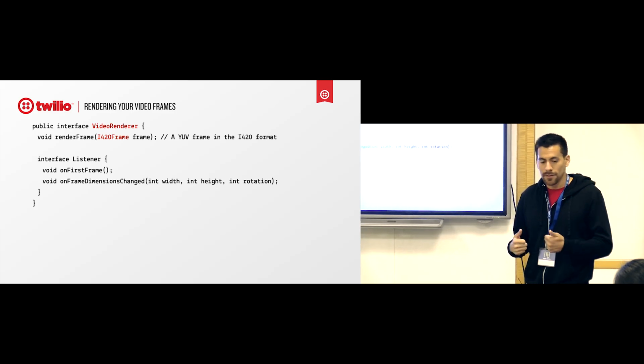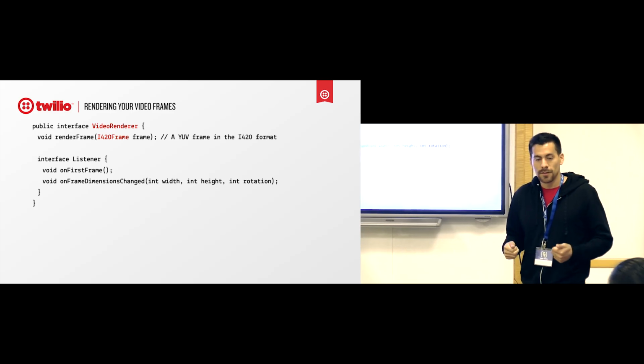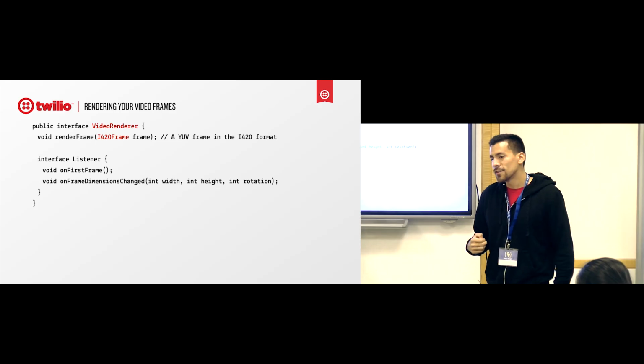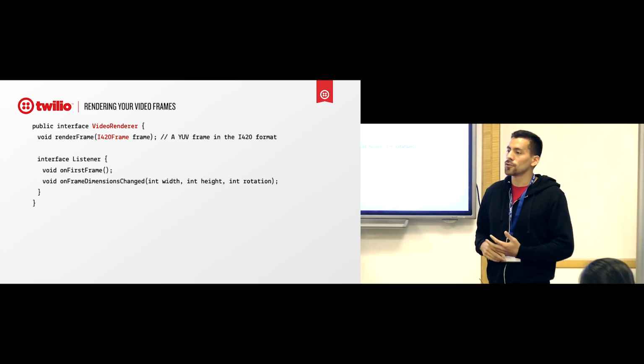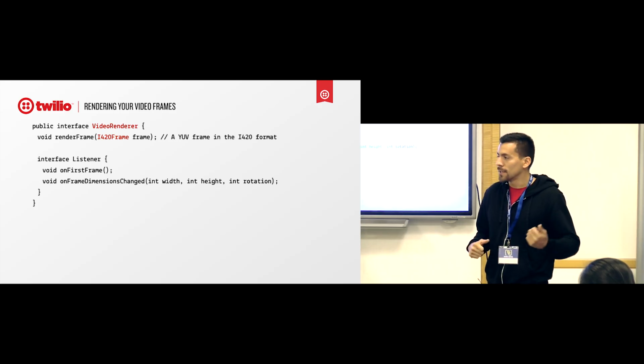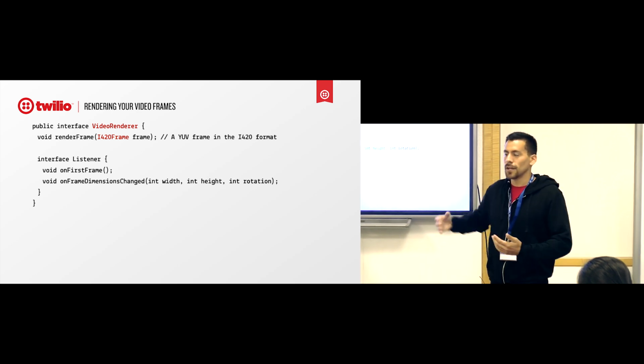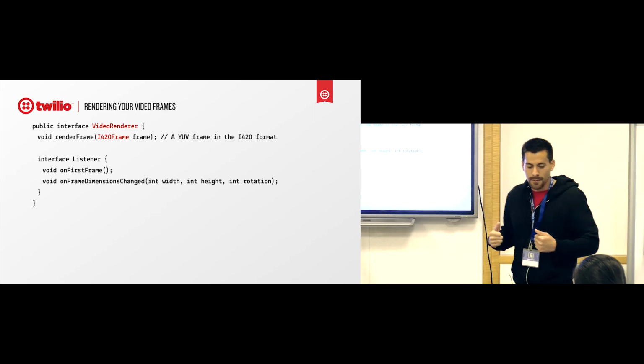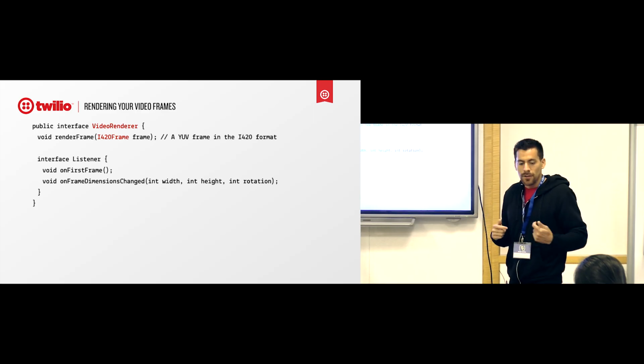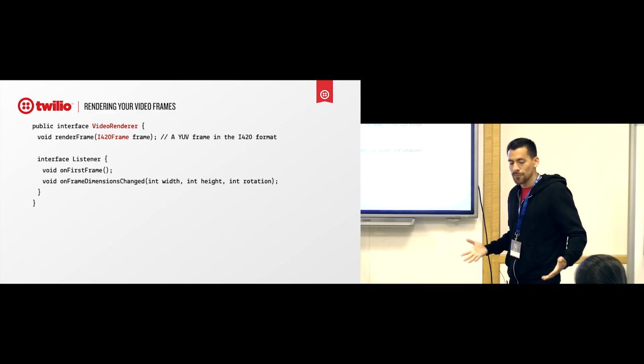The video renderer interface itself is really simple. It has one interface method called renderFrame. When you create a local video track, it's being fed by frames, either from your local capture or from a remote stream coming in from, in this case, the room. As the video renderer, you'll get these renderFrame calls, and you'll be able to take the frame and do something with it.